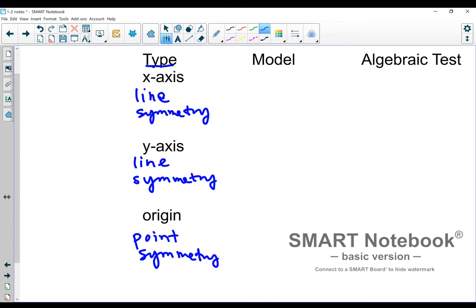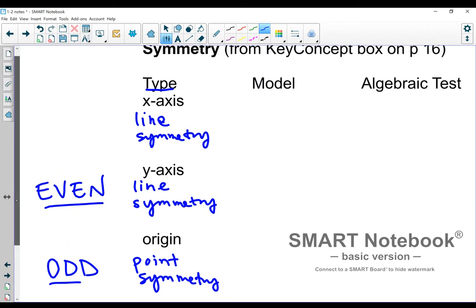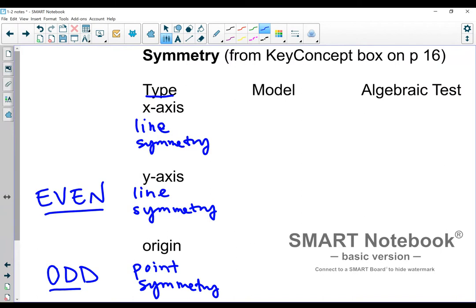Y-axis symmetry is also called even. And point symmetry is also called odd. So we're going to talk a lot about even and odd. That's actually what you're going to be tested on. So a big portion of the homework is looking at x-axis, y-axis, and origin symmetry, but know that on your test, we're going to narrow that down and only really worry about even or odd. So we want to look at some models of that.